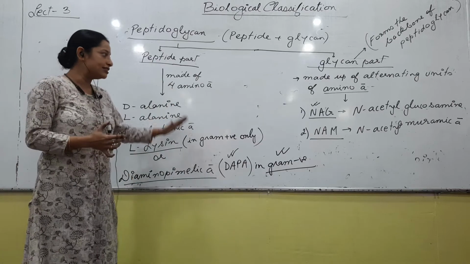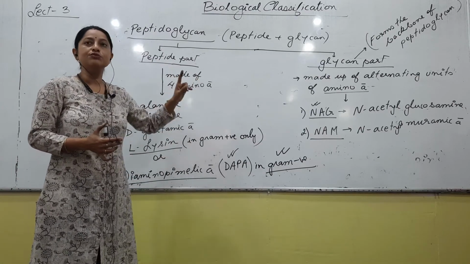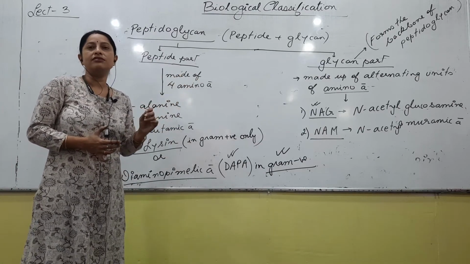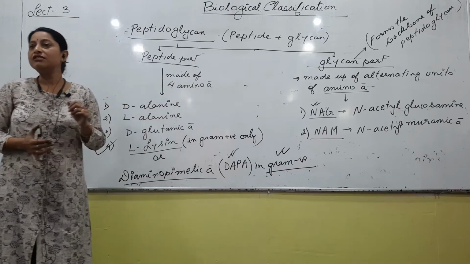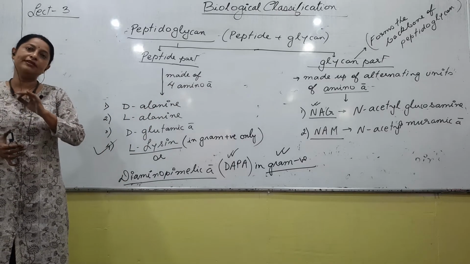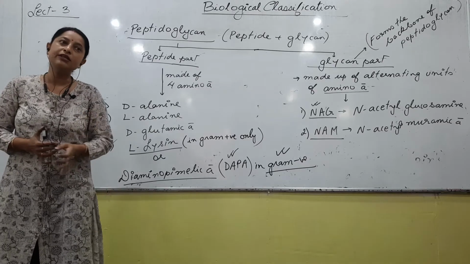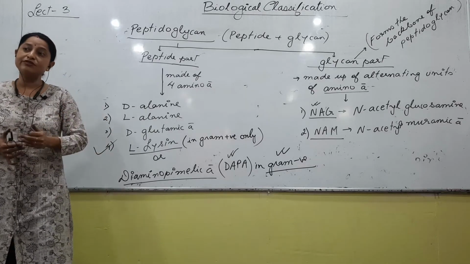Right? So we have written so many things. What we know, the first point, talking about a bacterial cell wall, it is always made up of peptidoglycan, right? So peptidoglycan is made up of what? Peptidoglycan is made up of certain types of amino acids, right? What are the different types of amino acids?